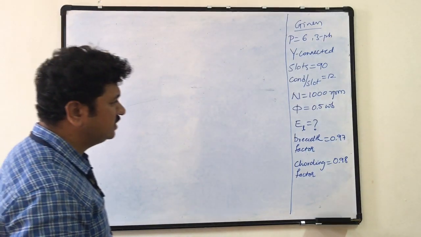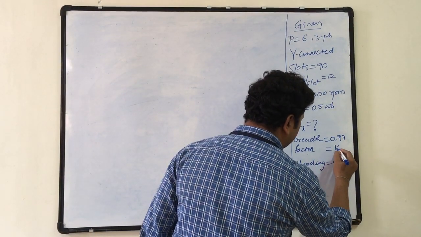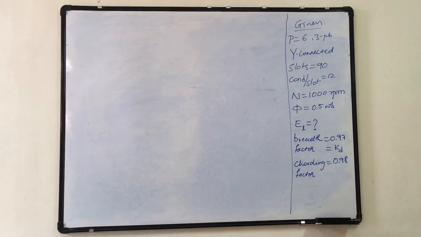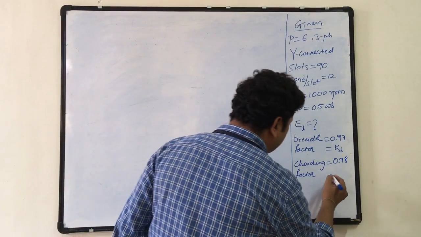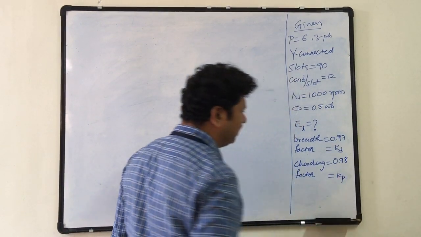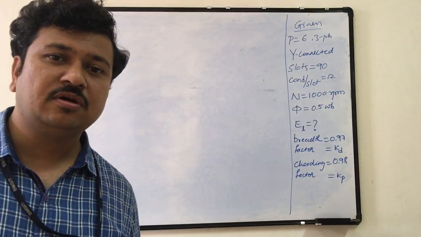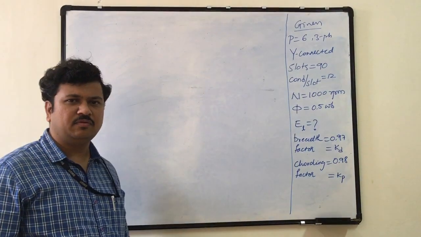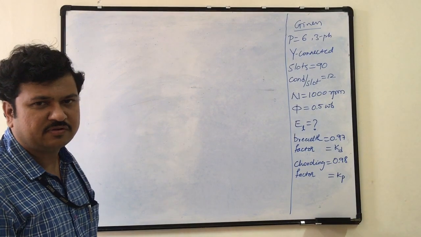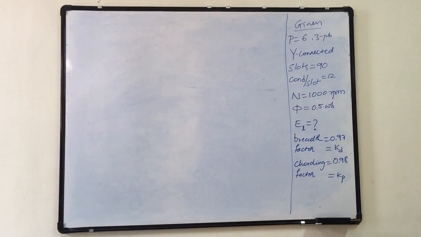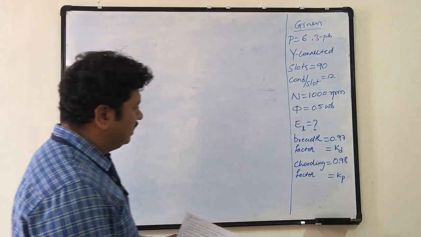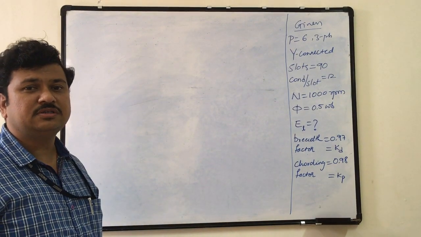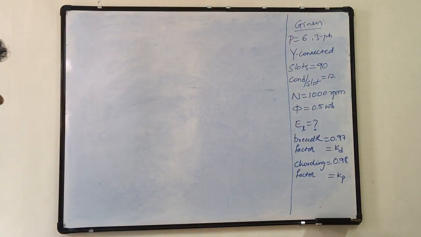So breadth factor is nothing but my distribution factor, KD, and chording factor is nothing but my pitch factor, KP. So short pitch coils are also known as corded coils or corded winding, whereas breadth factor is nothing but my distribution factor. Okay. Now suppose in case the pitch factor value is not mentioned, it should be considered as 1. Okay. So that is what we have to do.